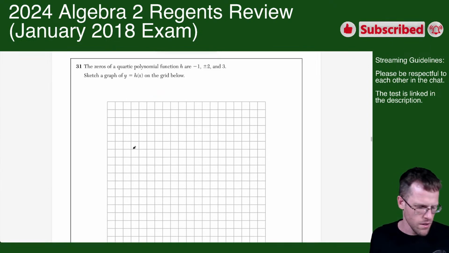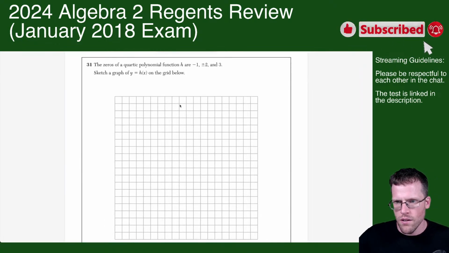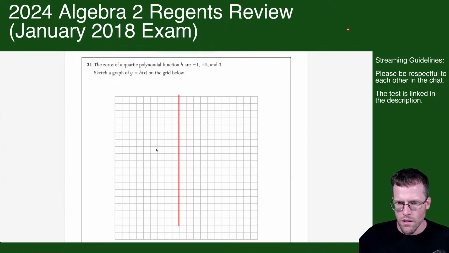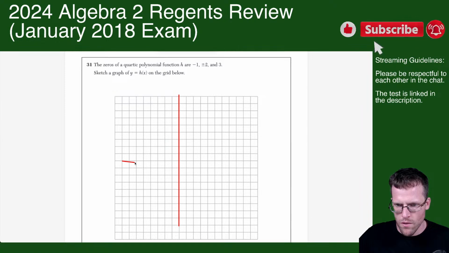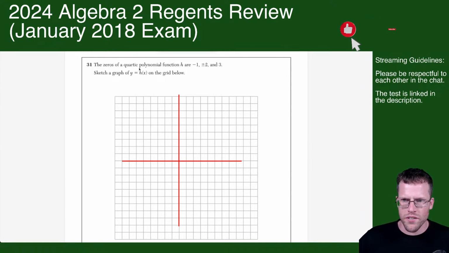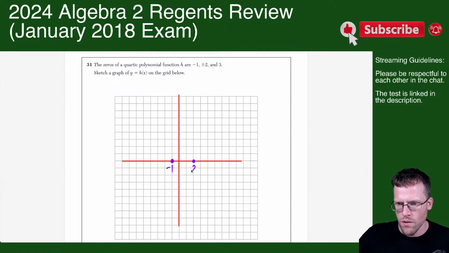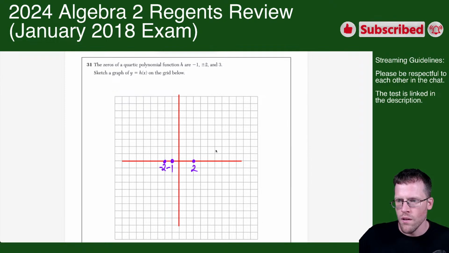All right, so this one, give it and put XY axis, but just sketch. All right, so here, all right. So the zeros of a quartic polynomial h are -1. So here's -1, +2, -2, and 3.